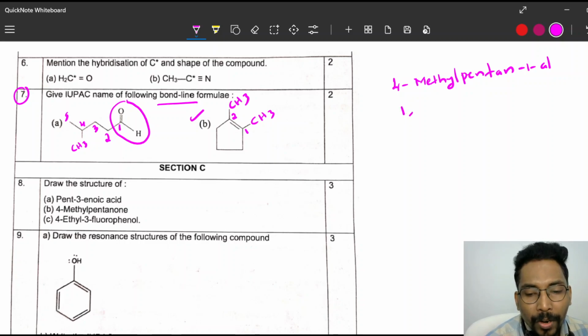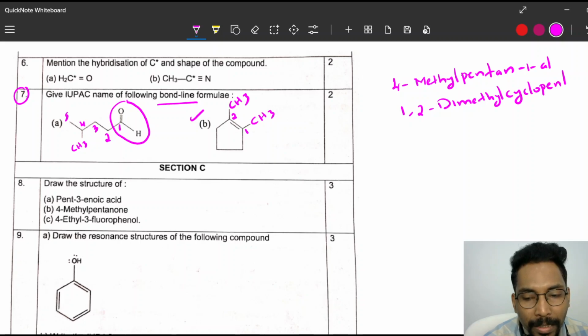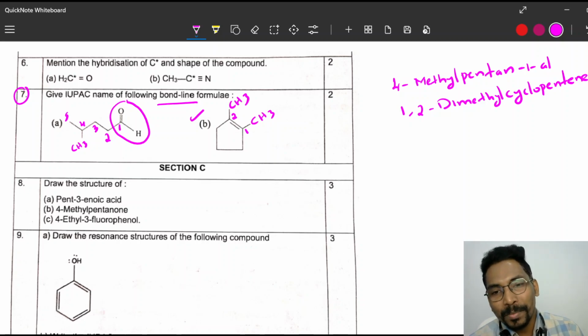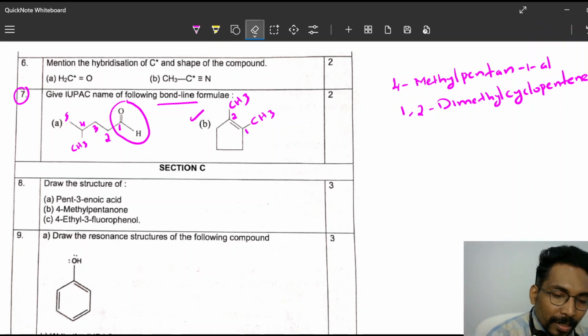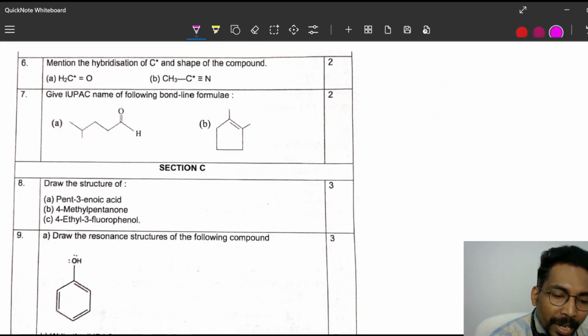1,2-dimethylcyclopentene. Okay, that's the name. I hope it's clear. Okay. Yes, good. So we can move to the next one.